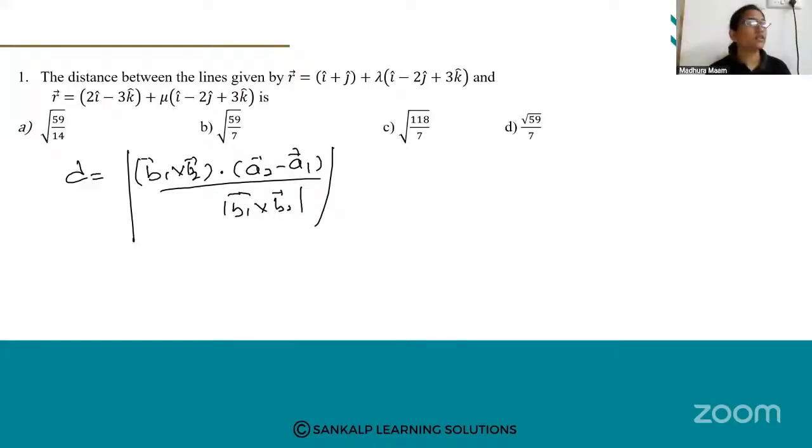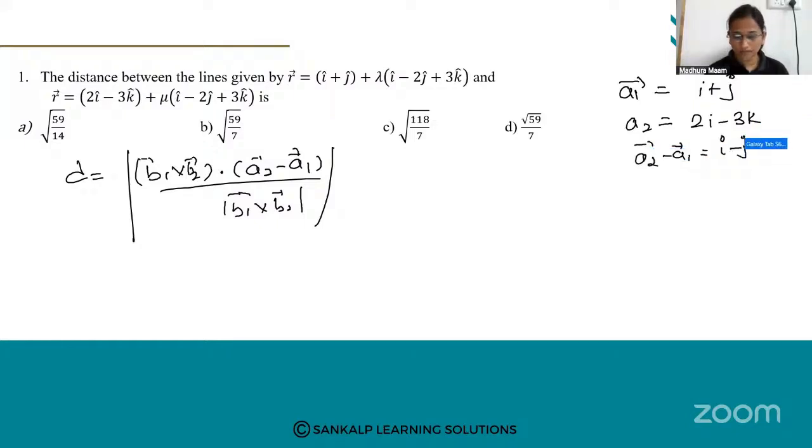What is in the place of A1? I plus J. What is in the place of A2? 2I minus 3K. So A2 minus A1 should give you 2I minus J minus 3K plus 0, so that will be minus 3K. Done. Next, B1 cross B2.